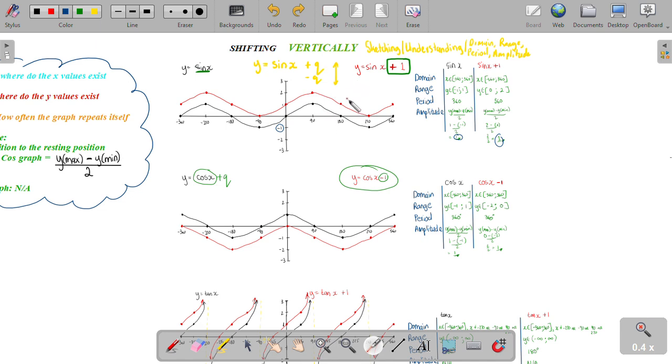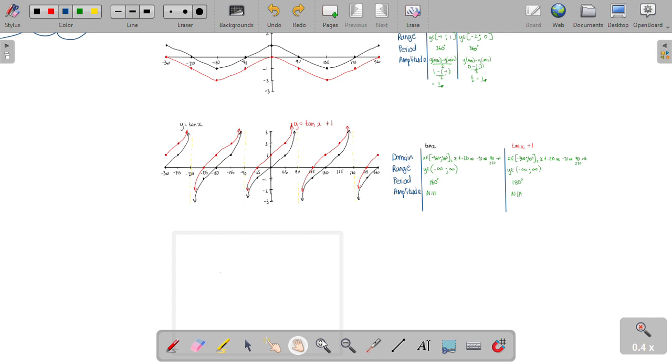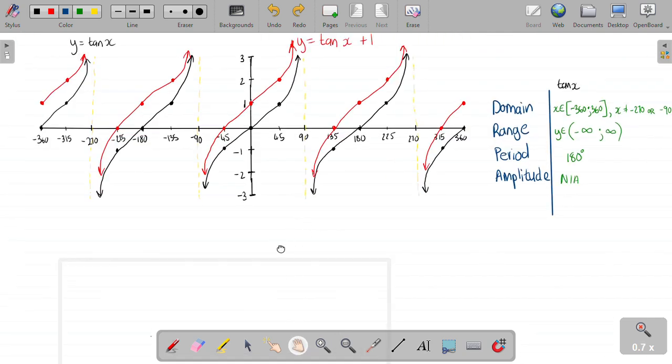And now we're going to have a look at the tan graph. It is quite similar. There are just a few things to keep in mind. Okay, so let's jump right in.